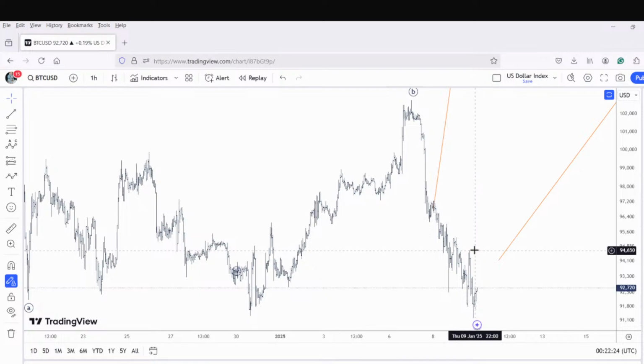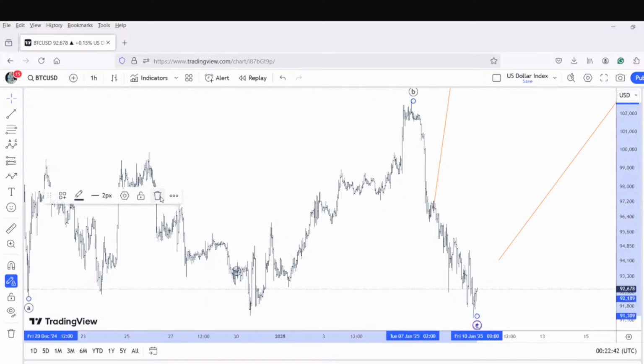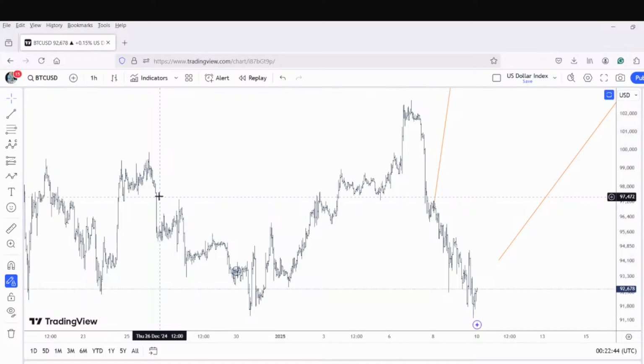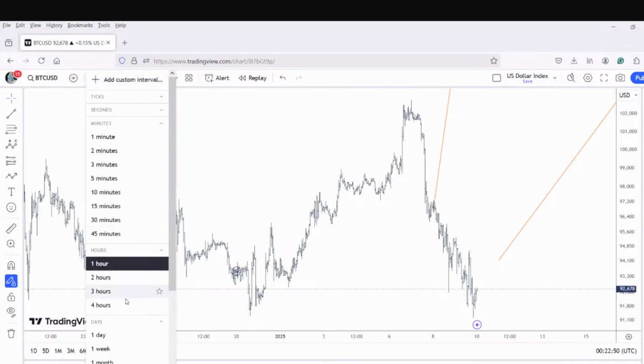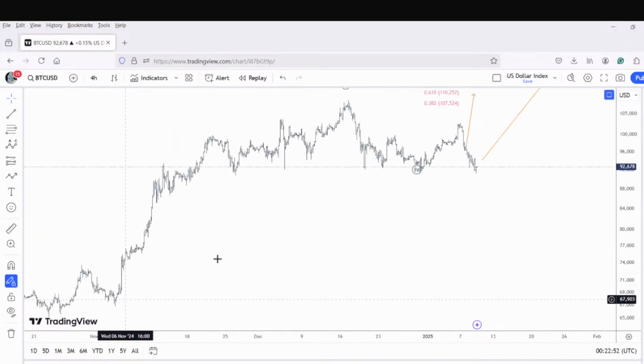Whichever way, allow a break above 94 now, and then on a pullback you can buy, or you can just buy at a break of 94 and put your stop loss around 90,000. The upside is intact around 110 and 123 or 125K. Okay, that's the 4 hour.